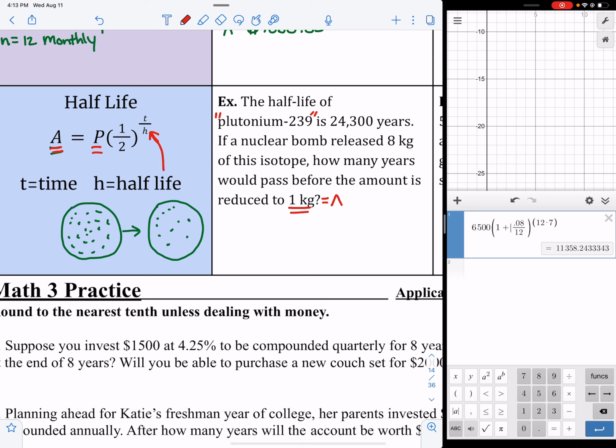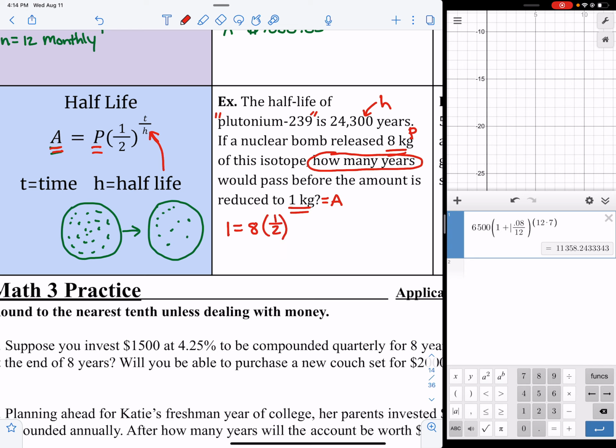1 kilogram would be the final amount. 8 kilograms was the initial amount. And they gave us the half-life, so that's our H. And then they're looking for how many years. So how many years is time? So let's fill everything in that we know. The final amount is 1. The initial amount was 8. And we need to put in 1/2 for the base.